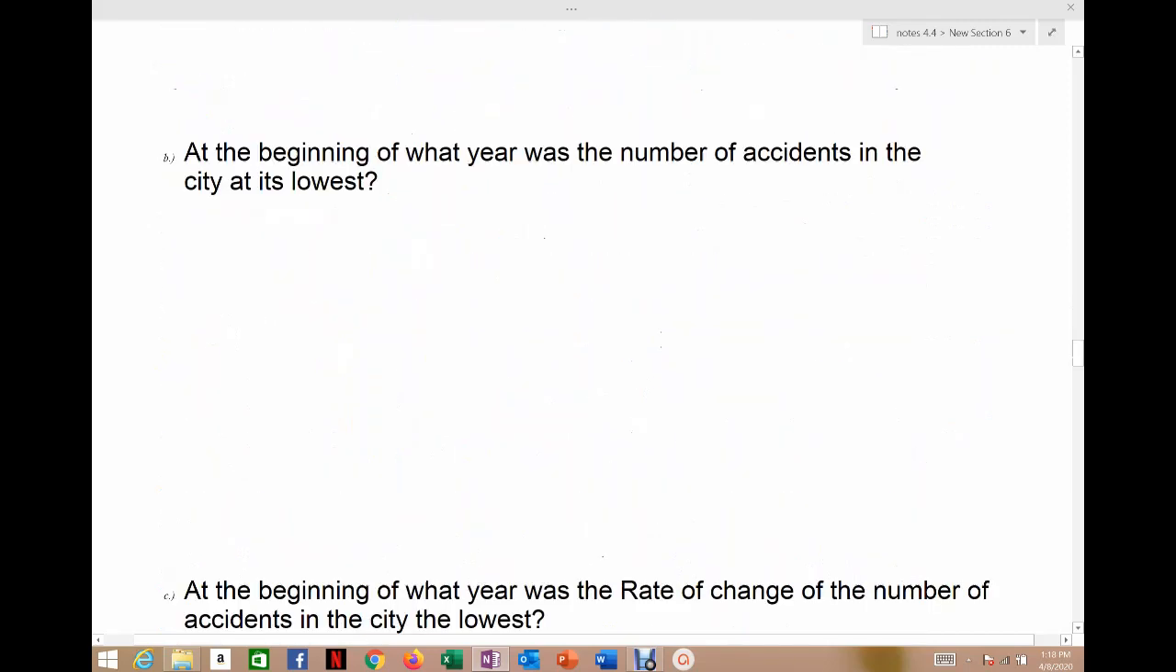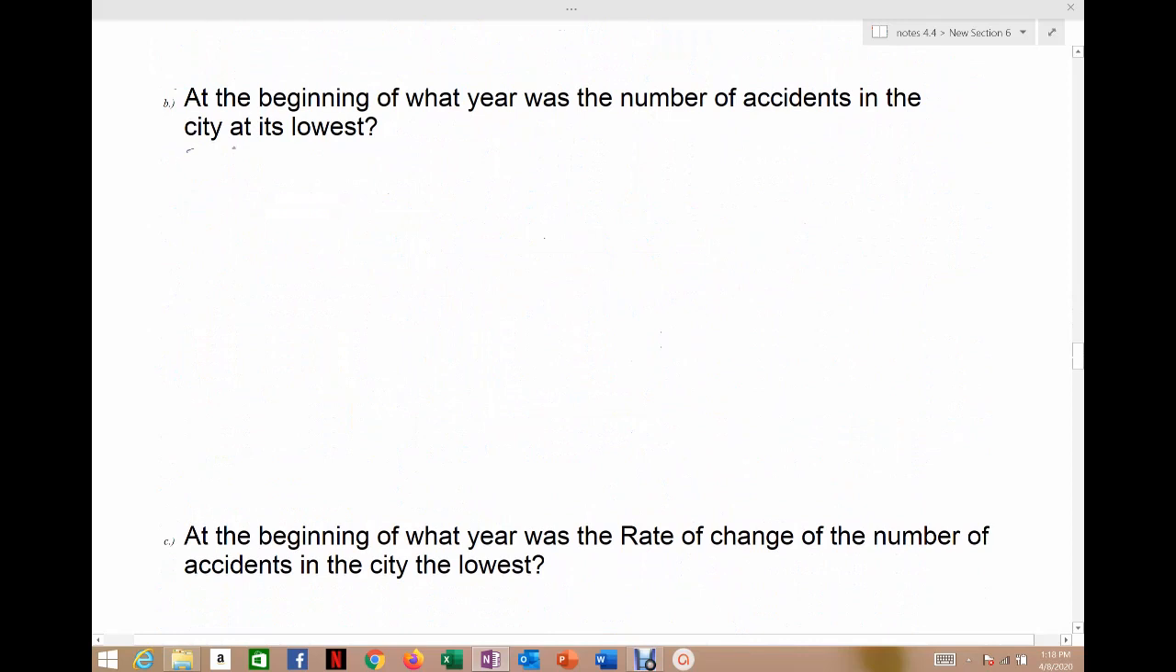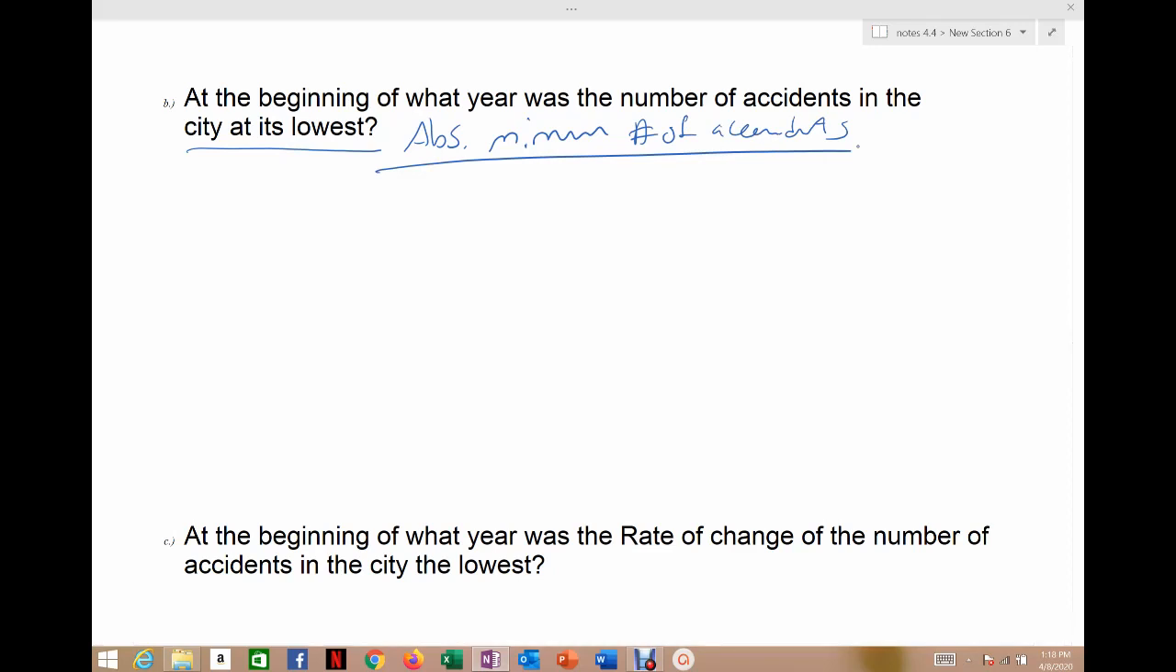At the beginning of what year was the number of accidents at its lowest? So we want to know when we have the absolute minimum number of accidents. All right, so this is a lot like that one example we did in the last case. We want to know what the minimum is. Well, first thing I have to do is figure out where are all my possible minimums.